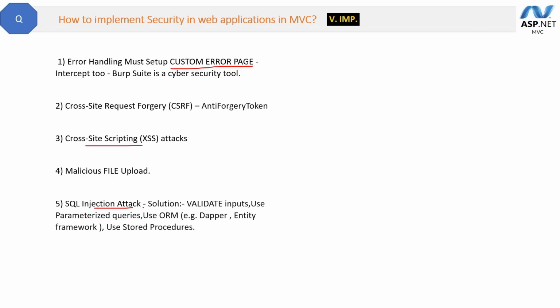So if that is executed in your database, then it's a dangerous thing. So how to avoid this? You have to validate the inputs. Better to use parameterized queries, because inline queries are dangerous as they can be changed, but parameterized queries are not easy to change. Another way is to use an ORM like Entity Framework, and stored procedures also help avoid SQL injection attacks. So this is one kind of security you can implement in your web application.